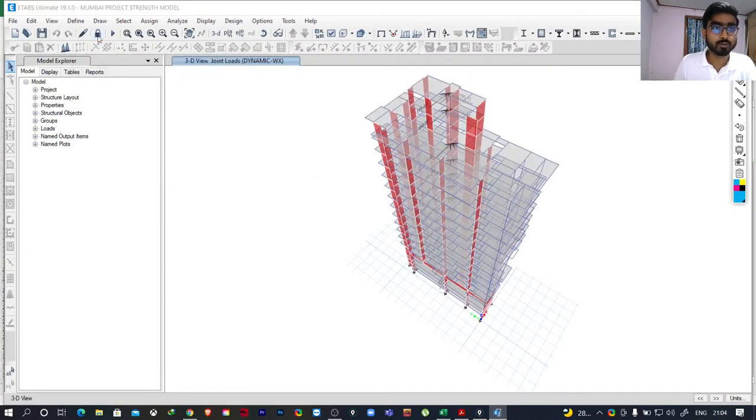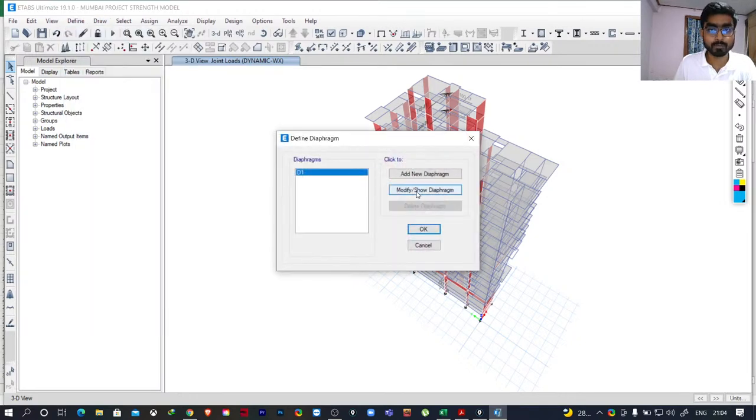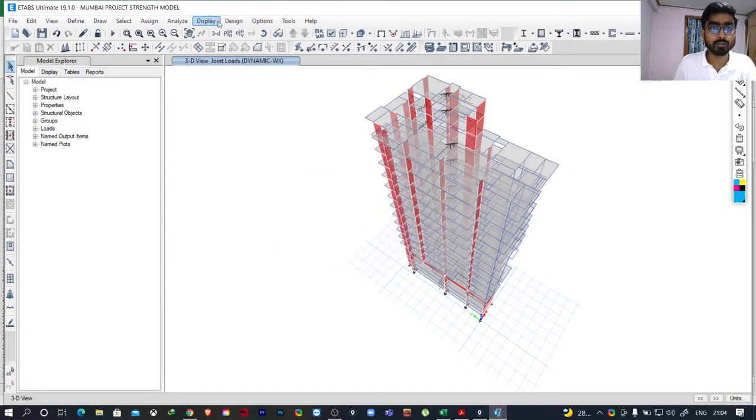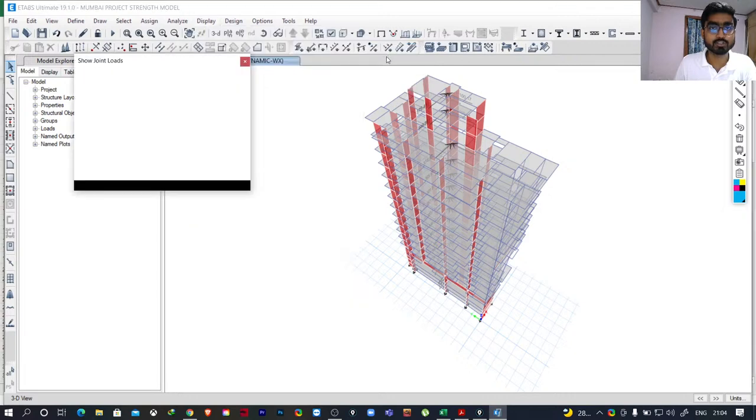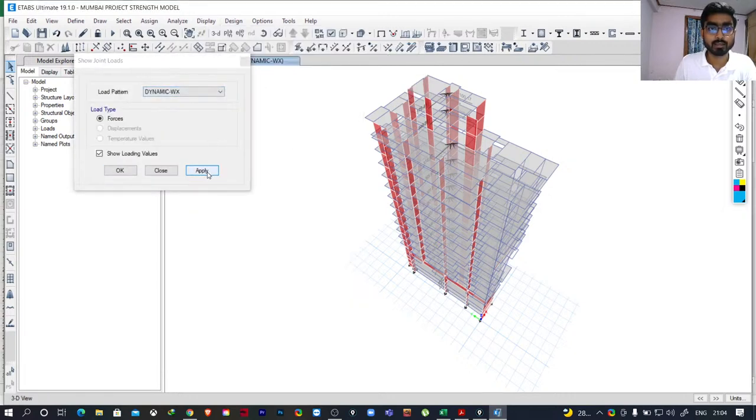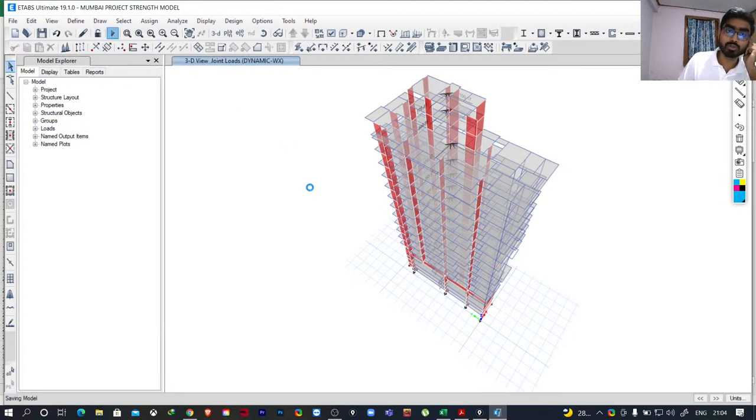Now, for better understanding, change the diaphragm from rigid to semi-rigid. Let me change it to semi-rigid. Now, if I go to display, design joints, it should show you all the joints of the structure. In the case of a semi-rigid diaphragm, the forces act not at the center of mass, but at all the joints that the diaphragm is connected to.